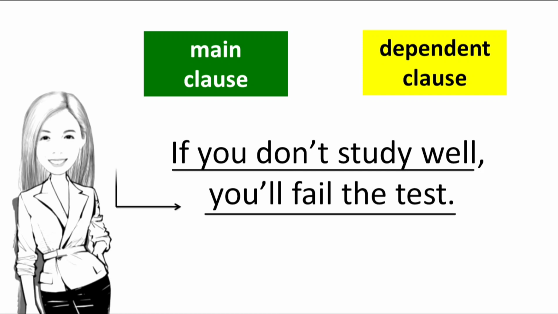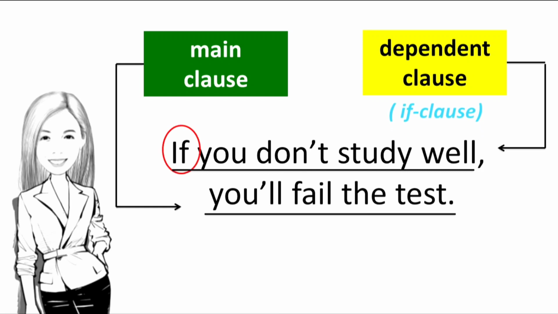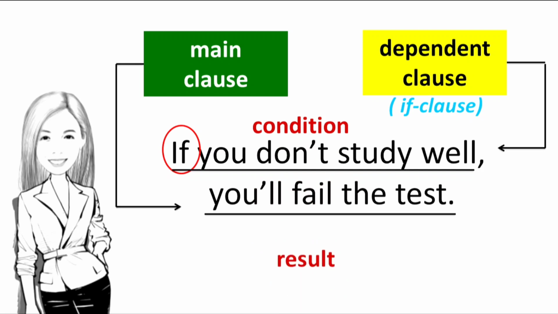If you answered, you'll fail the test is the main clause, and if you don't study well is the dependent clause, then you are right. Because of the word if, it becomes an if clause, which cannot stand alone. And as we said earlier, a dependent clause shows the condition, while the main clause shows the result. If you don't study well, the result is you'll fail the test, right?